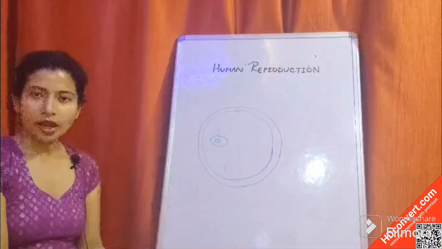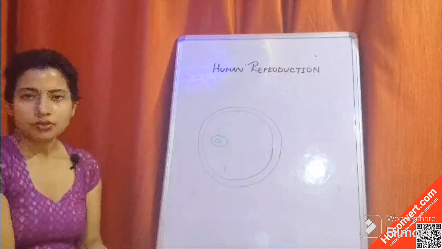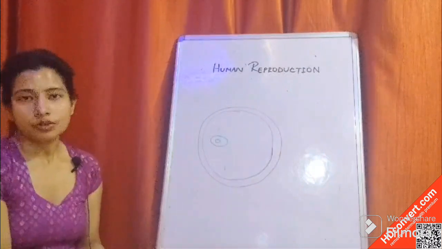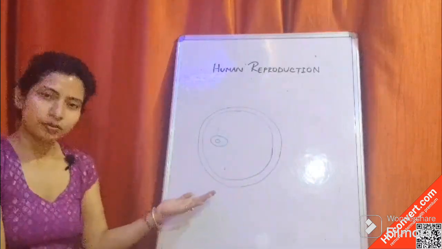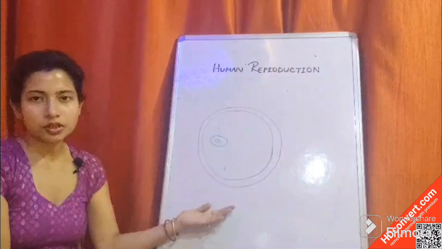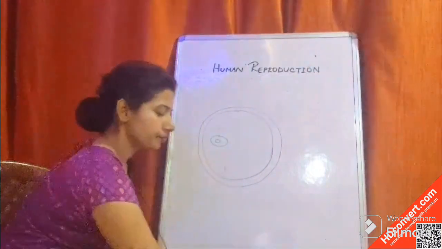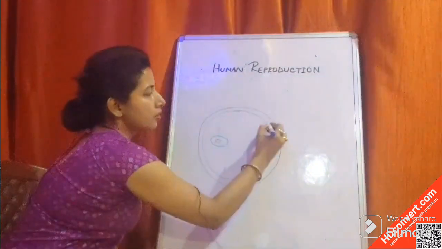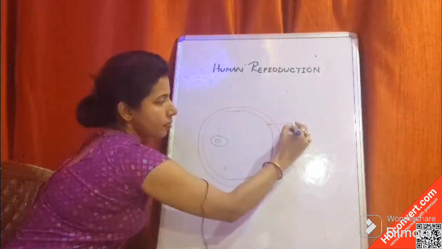As we have drawn the structure of a sperm, similarly here we have drawn the structure of an egg. Sperm is very small in structure, but the egg is comparatively very large, and it is round shaped. It is a single cell. Sperm is a single cell. Egg also is a single cell having its nucleus. You can see here, it is the egg nucleus. It is the egg cell membrane.